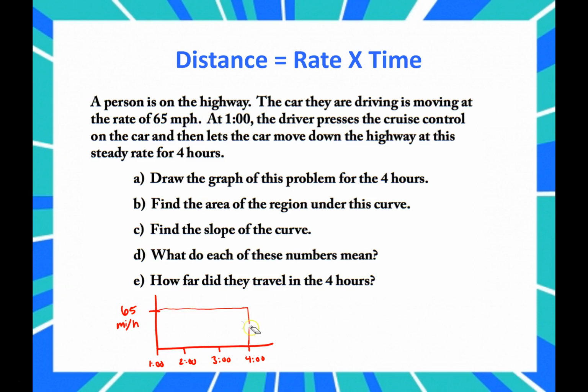I guess I don't really need a line right there, do I? All right, so draw this graph. Look, I've done it. Yay me. Find the area under this curve. Well, now I can go ahead and draw this and find the area of the curve. Okay, well, that's going to be 4 hours, that's my base, times 65 miles per hour. Well, notice my hours cancel, and I'm just simply left with 4 times 65, which is going to give me an answer of 260 miles.